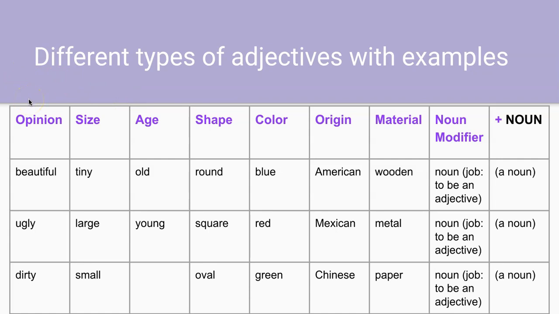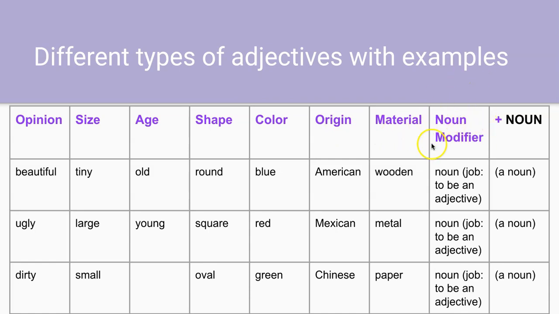Opinion means what you think about that noun. Size, if it's small, if it's large. Age, old, new, young. Shape, shape means what it looks like. Is it round? Is it square? The color. Origin means where it comes from. Material, what it's made from.